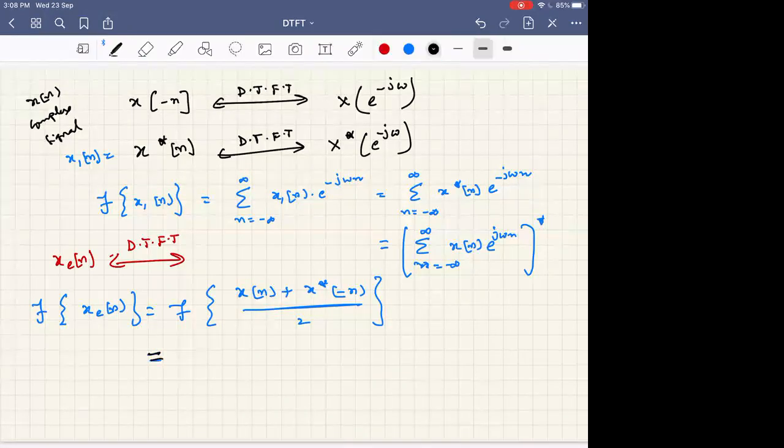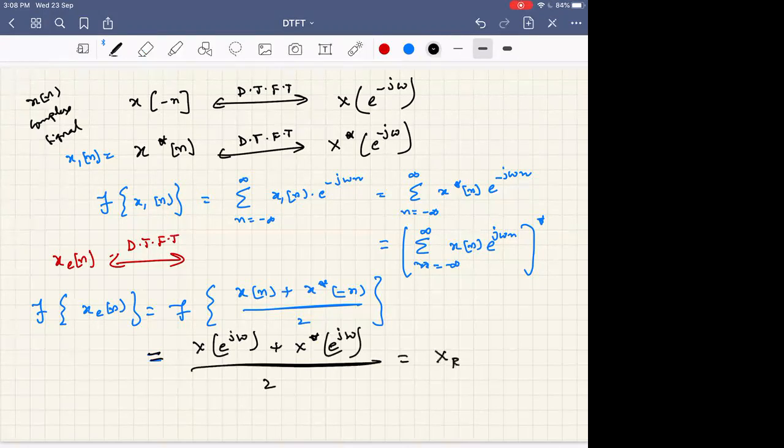What is the answer? I am not able to hear the answers from you. The answer for this is the real part of x of e to the power j omega, because it is x of e power j omega plus its conjugate. So this will be equal to the real part of x of e power j omega. Please note, real part is different from even part. So I hope you are clear. Hope you all are clear on that. X real of e power j omega. Is this fine?